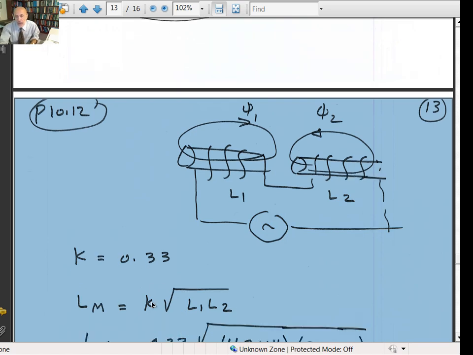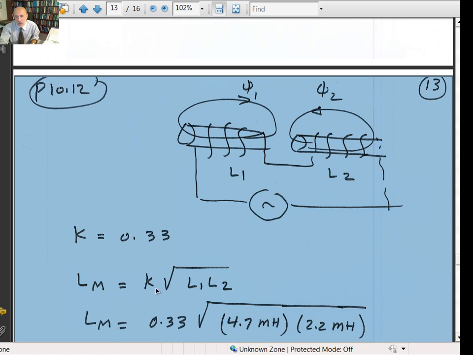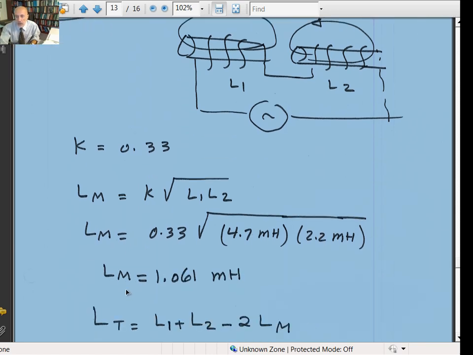So from here you can calculate the mutual inductance. Lm would be 0.33 times the square root of L1, which is given to be 4.7 millihenry, and L2, which is 2.2 millihenry. Those are given in the problem. So the mutual inductance then would be equal to 1.061 millihenry.